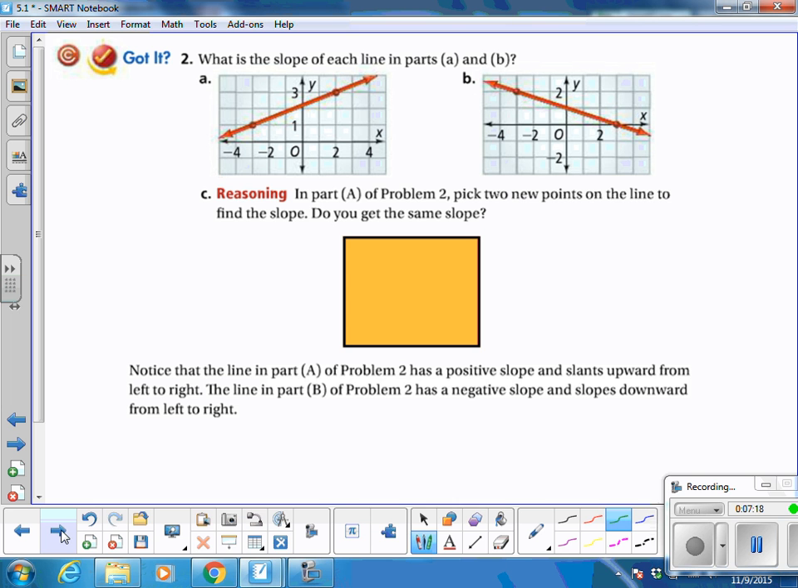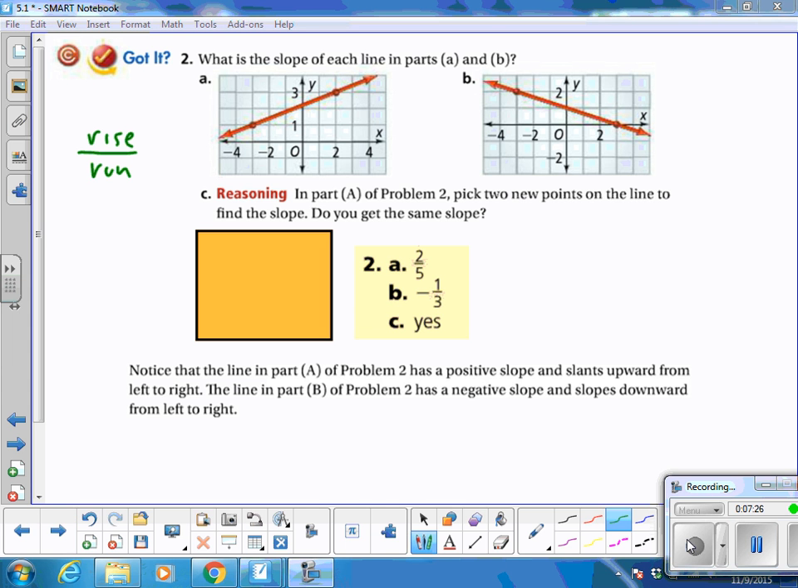All right, why don't you press pause and see how you do finding the slope using 2 points on the line. Look for the rise over run ratio. All right, let's see how you did. The slope for A is 2/5, and the slope for B is -1/3. And you are going to get the same slope if you use different points.